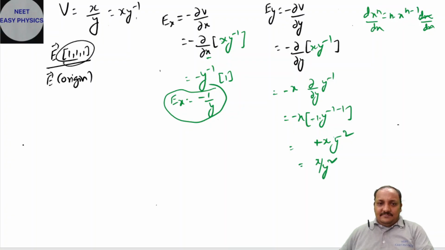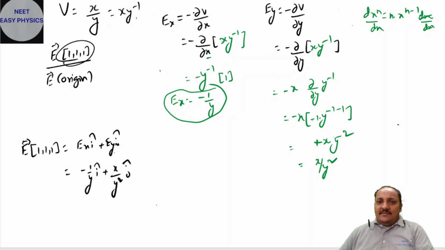Now the final answer. E bar at (1, 1, 1) is Ex i cap plus Ey j cap. What is Ex? Minus 1 by y. What is Ey? Plus x by y square j cap. We have already taken the negative signs, so we can write directly here. Now what is the y value? 1. Minus 1 by 1 i cap plus 1 by 1 square j cap. Therefore, minus i cap plus j cap. This is the electric field intensity in vector form.